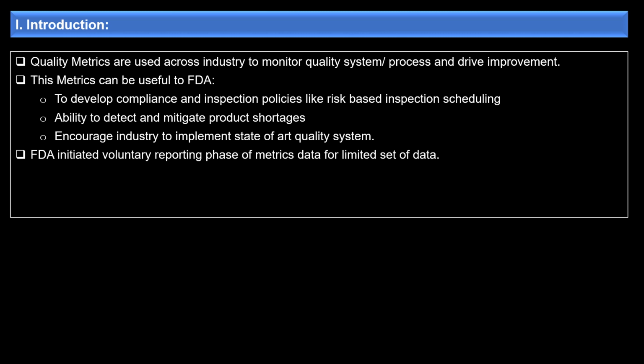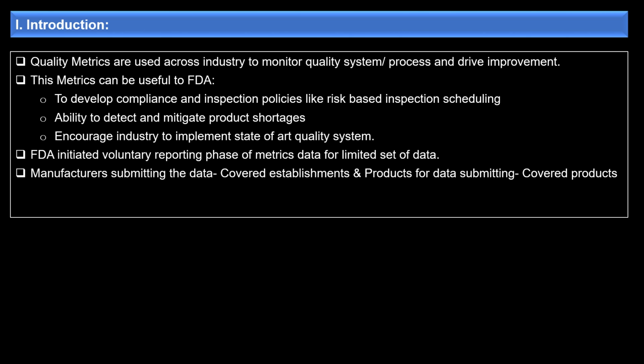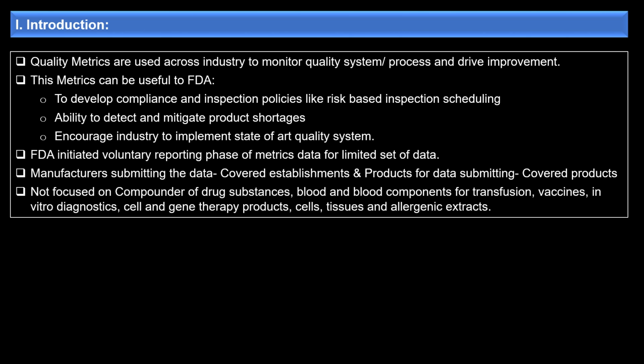Hence, FDA initiated the voluntary reporting phase through this metrics data for a limited set of data. Manufacturers submitting this data are referred to as covered establishments, and the products for which they are submitting the data are referred to as covered products. So this guidance is not focused on the compounders of drug substances, blood products, vaccines, in vitro diagnostics, cells and gene therapy, cells, tissues, and allergenic extracts.